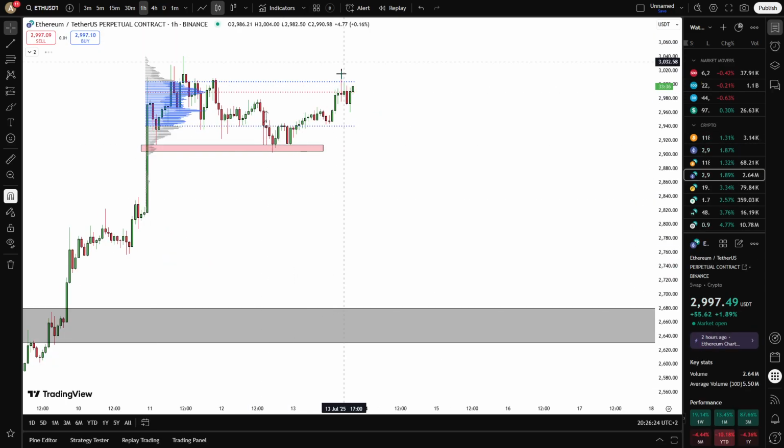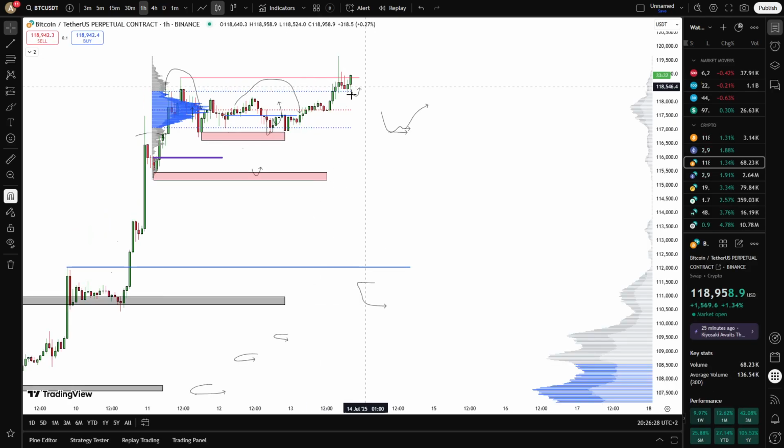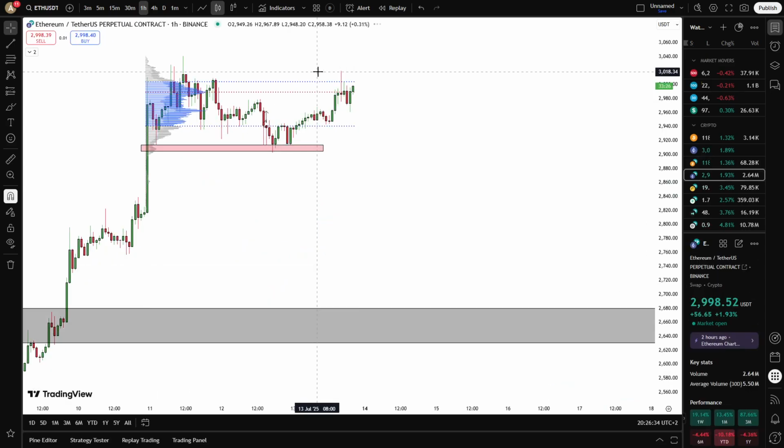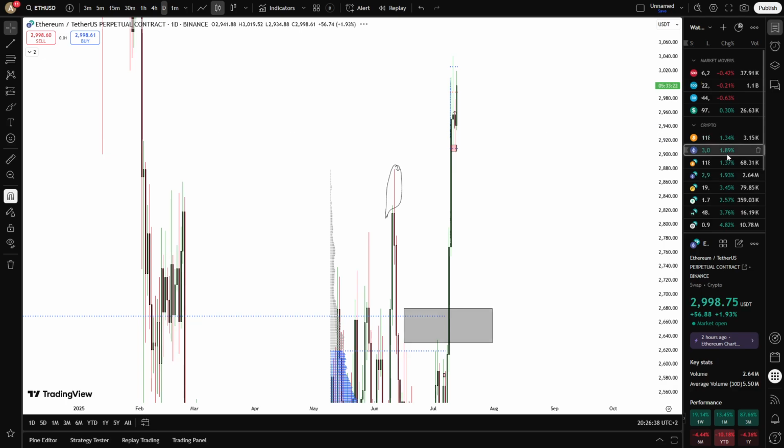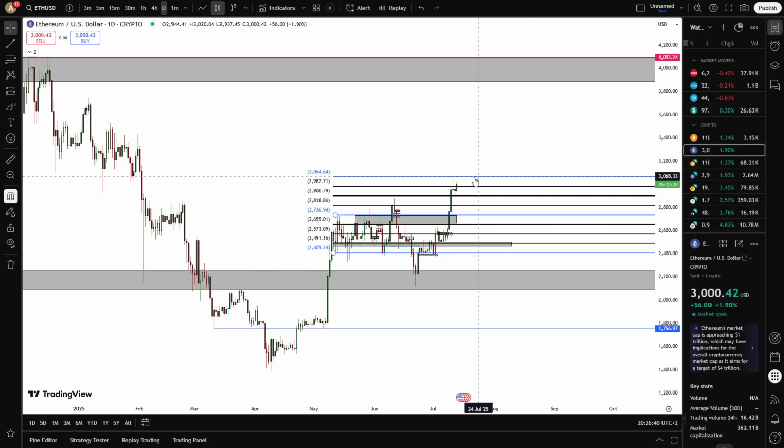So to sum it up, this point to break, this point to hold, this point to break, and for ETH, it's very clear what we need to be breaking that level with this as that next extension.